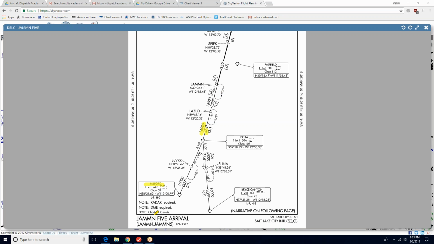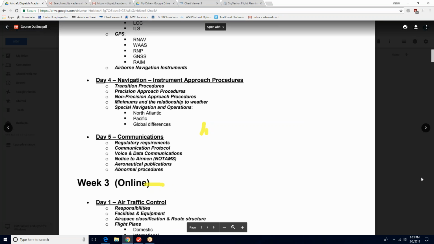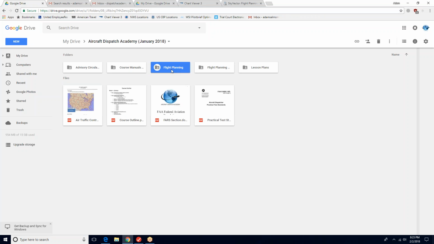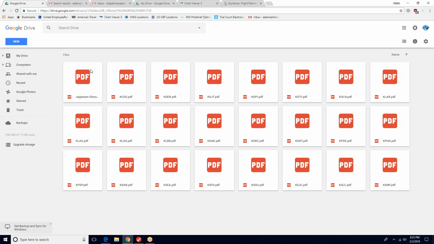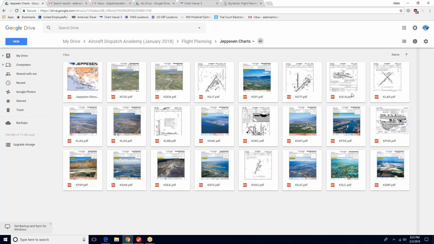Now, for the class, you'll never have a need to really look at these ones on SkyVector because we give you all of the Jeppesen charts in the Google Drive. So if you go to the Google Drive, let me clear that off of there. If you go into flight planning, Jeppesen charts, you can bring up any of this. These are all of the airports that we use in the class right here.